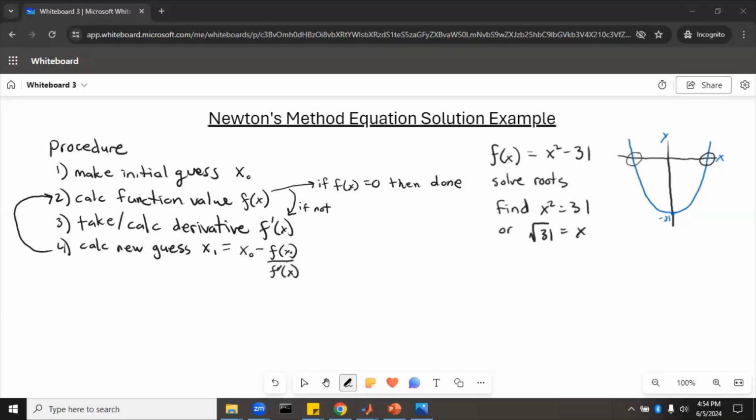Here, this would be the function at x initial divided by the derivative at x initial. So all of those are for x initial. Then each guess, you replace those things with the new ones. So where does that formula come from?